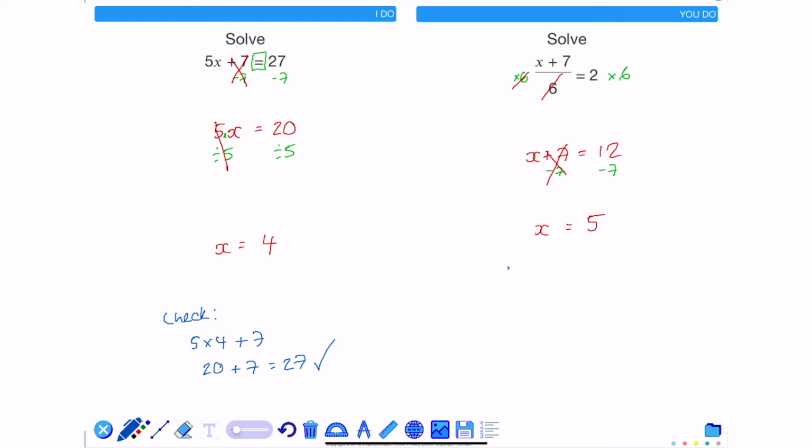But just to check, substitute x into the original equation. 5 plus 7 divided by 6 should hopefully equal 2. Well, 5 add 7 is 12, and divide this by 6 does in fact give me 2.